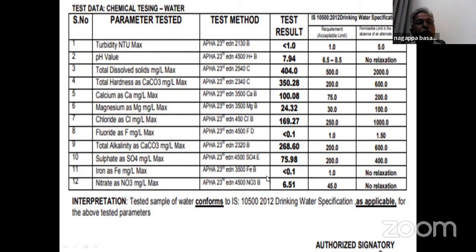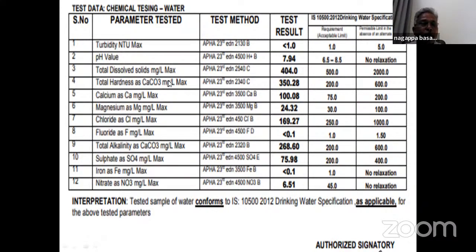Turbidity less than 1, pH 7.94, it's fine. TDS 404, fine. Hardness is there, calcium is there, everything is there. Can we accept or reject this type of report? This is the question. How do we verify whether this report is right or wrong? This is more important.